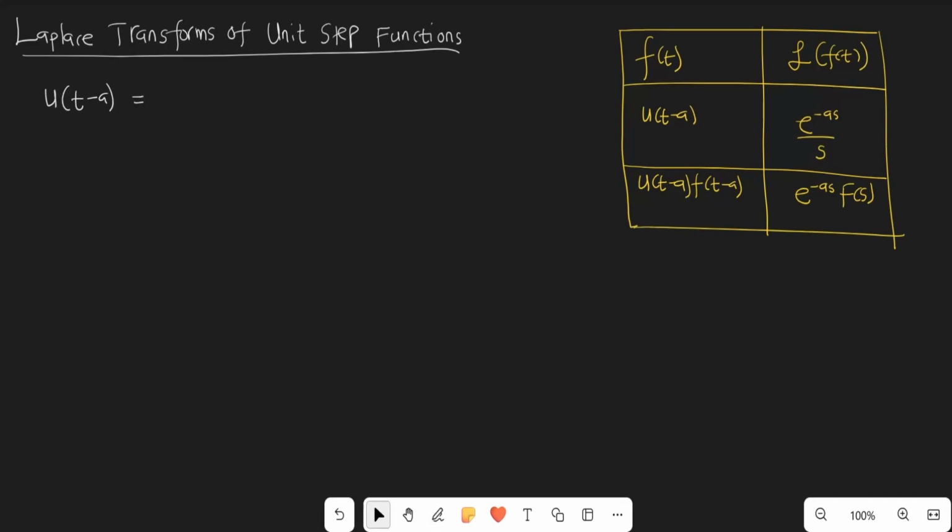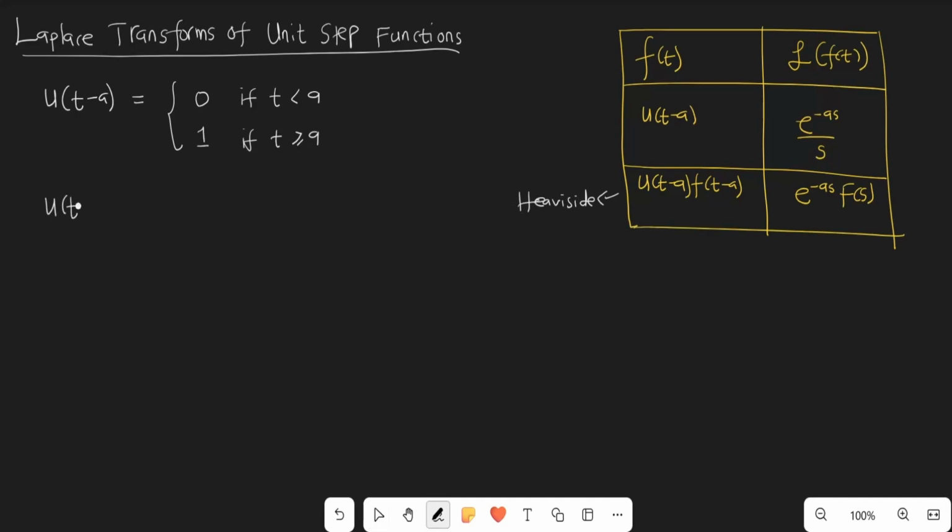This is equal to 0 if t is less than a. So as long as t is less than a, the value of the unit step function is 0, and then it switches to 1 if t is greater than or equal to a. This is the definition of the unit step function, and this is what we call the Heaviside function.